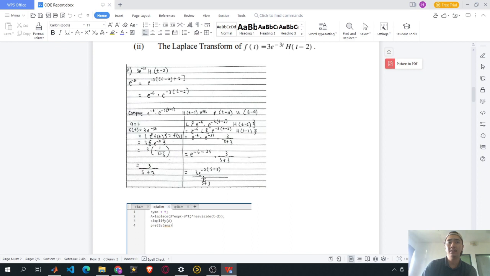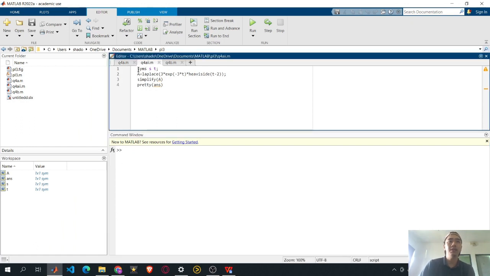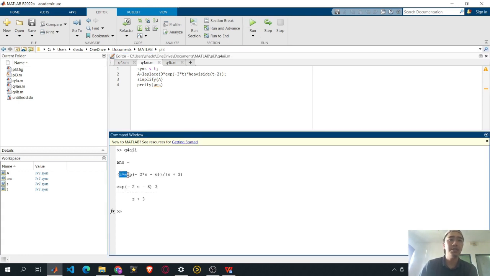We just factorize this. So for the MATLAB simulation, we need to declare syms s and t, and then we Laplace the equation. By the way, h means Heaviside, the h in the question. So we simplify, and this one makes the answer pretty. So the answer is 3 times exponent negative 2s minus 6 over s plus 3. It's the same, this one is the prettier version.